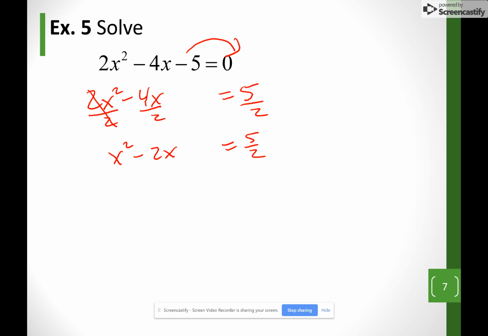Now looking at my middle term, the half of negative 2 is negative 1. Square it. Negative 1 times negative 1 is 1. So I'm going to add a 1 to each side, because the left side is going to factor as x minus 1 all squared equals 5 over 2 plus 1. I'm going to write my 1 as a fraction. So that's going to be 7 over 2.